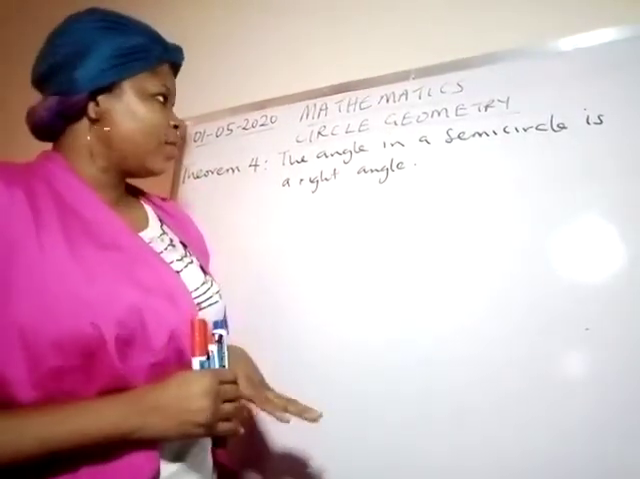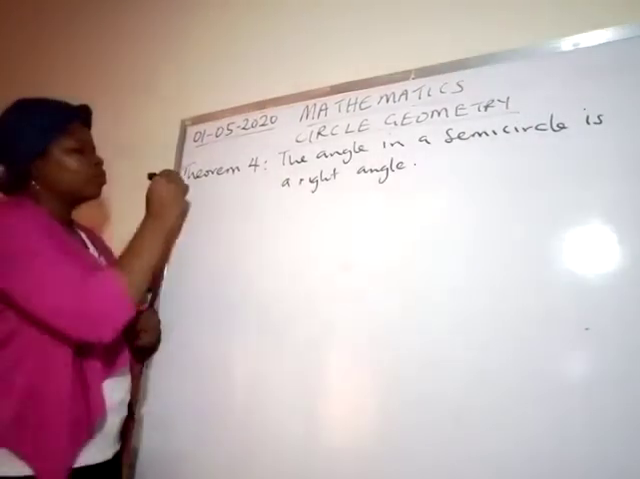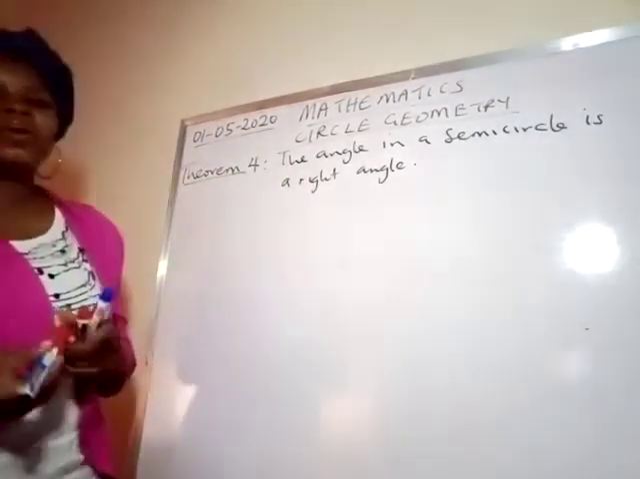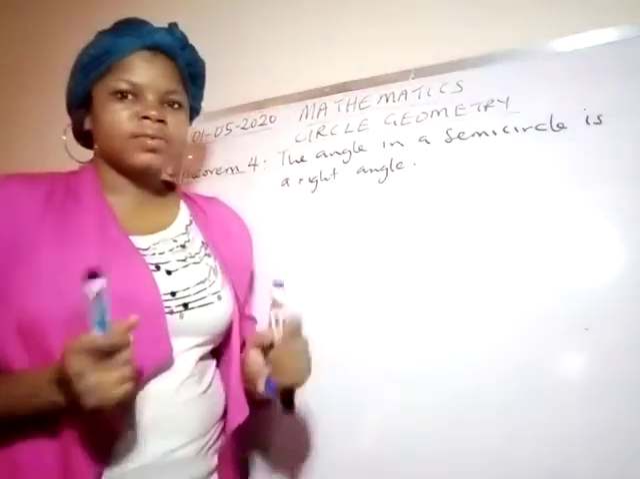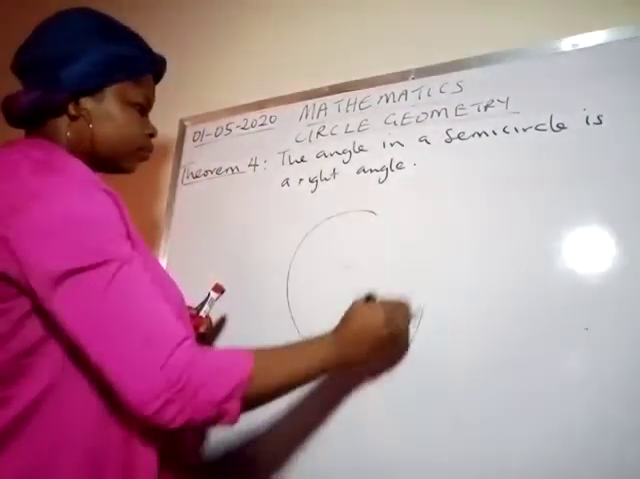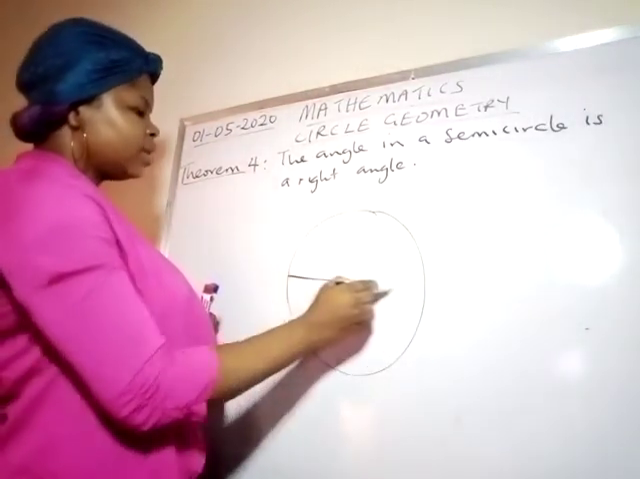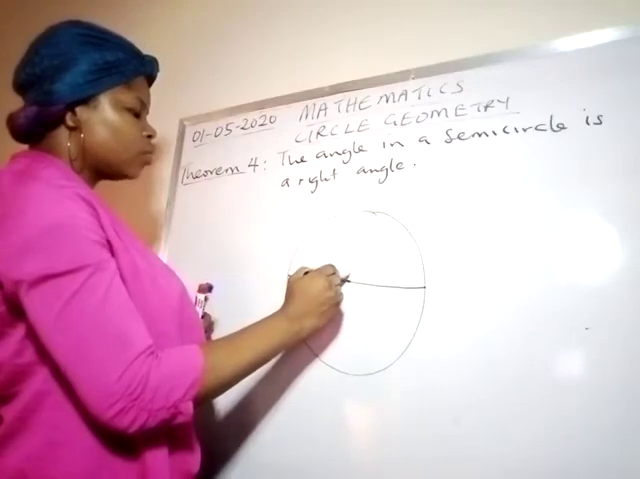Let's look at another theorem, Theorem 4, which states that the angle in a semicircle is a right angle. What do we mean by right angle? An angle of 90 degrees. Now, if I have a circle, this is a circle. Semicircle means I'm dividing the circle into two equal parts.